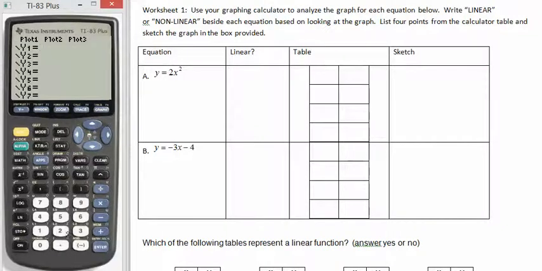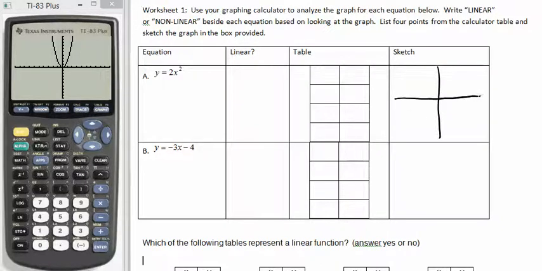And I'd really like you to actually do this along with me and not just watch, just so you see where all this goes. So we're going to type in y equals 2x squared. So y1 equals 2x squared. And simply graph it. So is this linear? No, it's not.